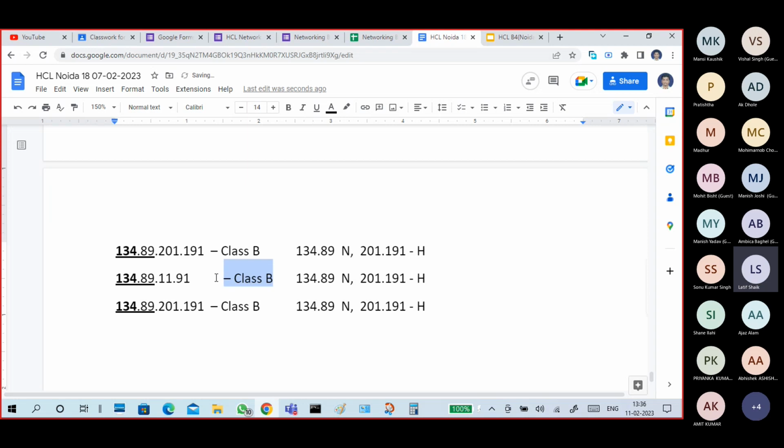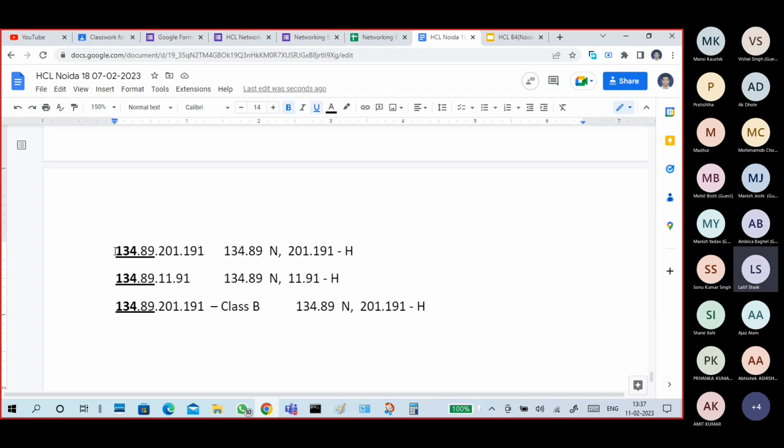I'm removing this class B kind of stuff, which we already know. So guys, what is the network portion? 134.89. This is the network portion. What is the host portion? This is the host portion. Here the host portion is different. Host portion is different, but the network portion is the same on both sides.